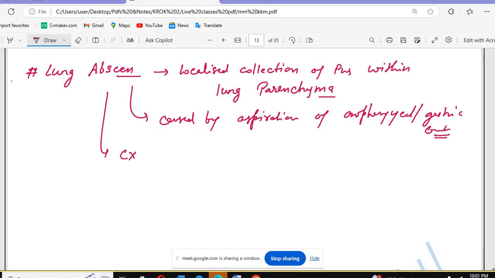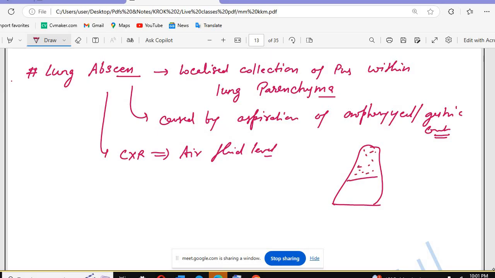On chest X-ray, you are going to see an air fluid level. For example, if this is the lungs, the air will, due to gravity, come to the upper side, and the fluid, the abscess or the pus, will settle down due to gravity. So this is the pus, this is the air. That's why it gives the air fluid level on the chest X-ray.